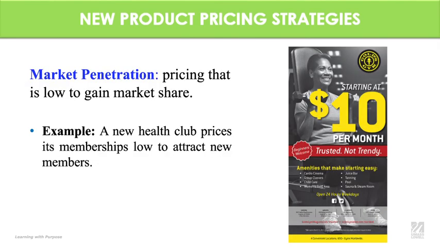Another strategy is when you are new to a market that has many competitors. So if you start a gym, for example, there are a lot of gyms around. So probably if you start charging a lot more than them, it's very unlikely that people will go to your gym. But to be able to get into this market that is saturated with companies doing the same, you can do something that is called market penetration.